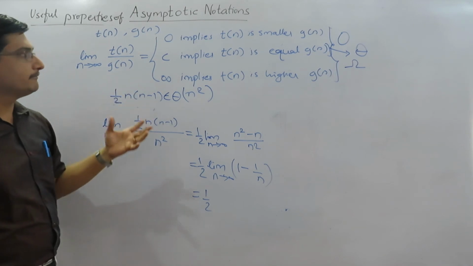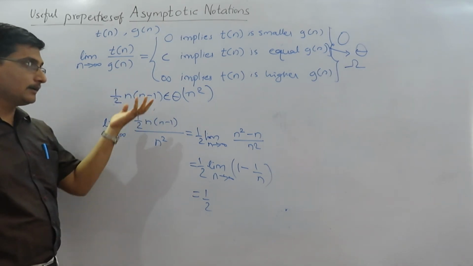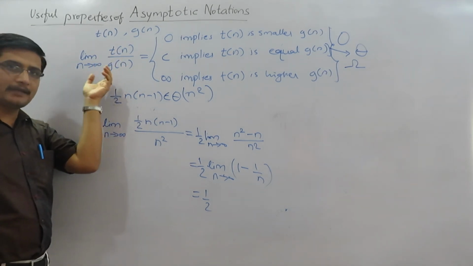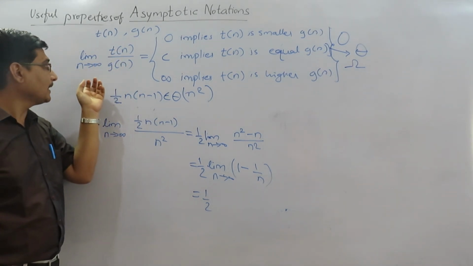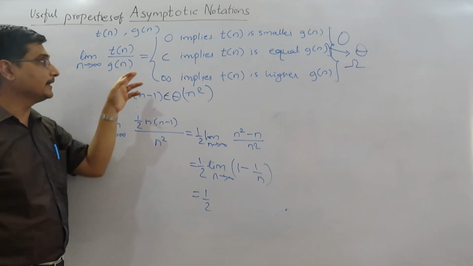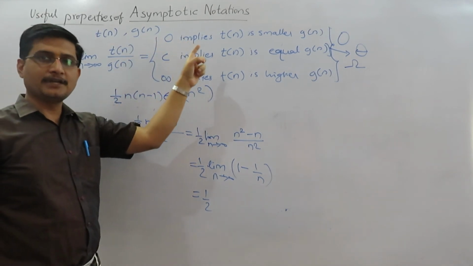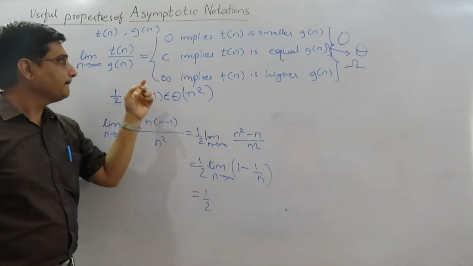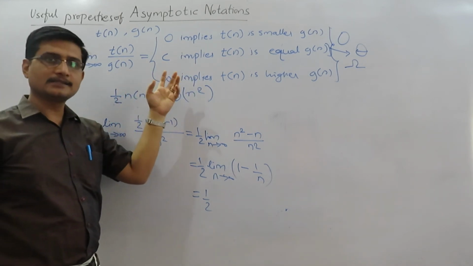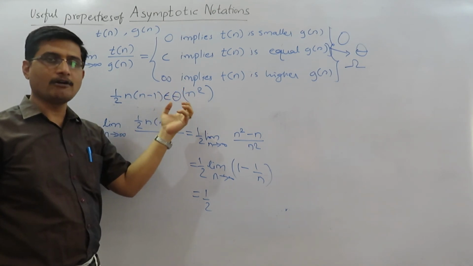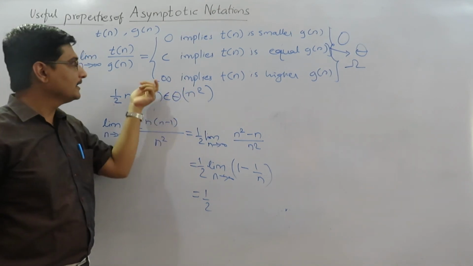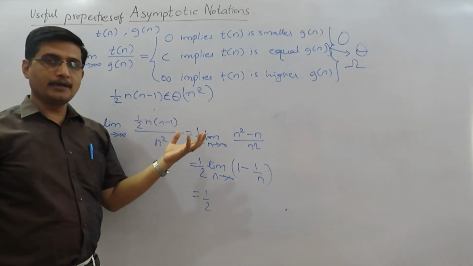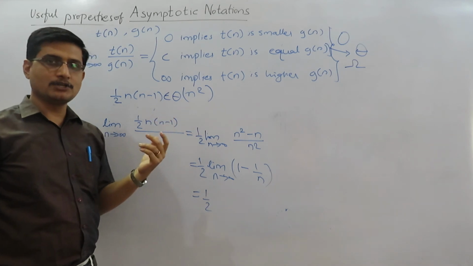So this is a very important understanding we need to have. That is T of n by G of n as limit applies n tends to infinity. If it is 0, then T of n belongs to big O of G of n. If it is a constant, then T of n belongs to theta of G of n. If it is infinity, then T of n belongs to omega of G of n.